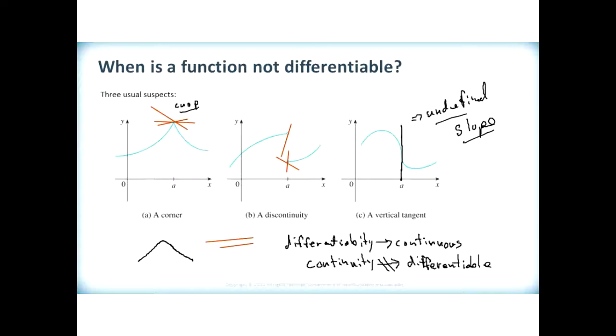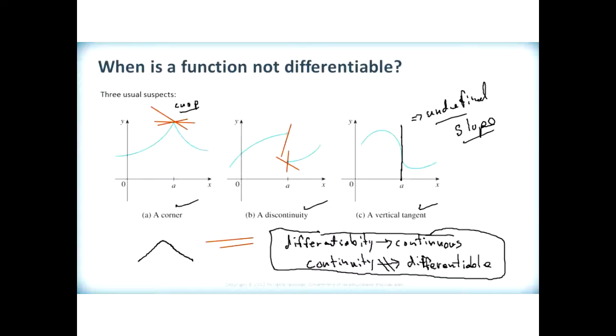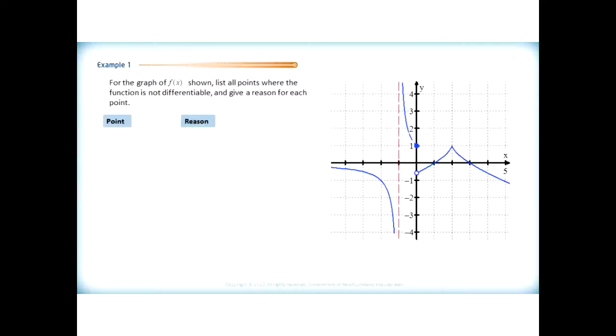So that can't work. So three cases we have to look out for: corner or cusp, discontinuity, or vertical tangents. And be careful about that relationship between differentiability and continuity. One can imply the other, but it doesn't work in the opposite direction. Alrighty.